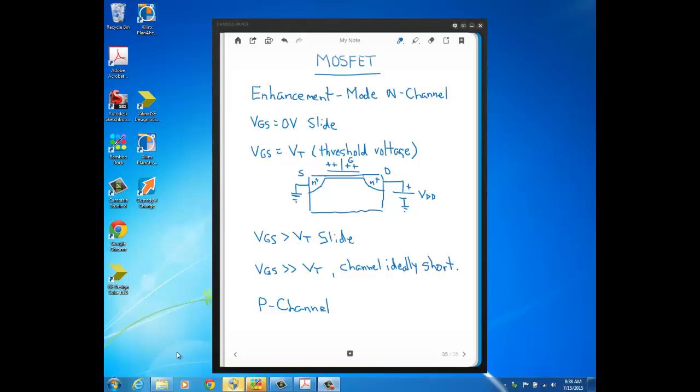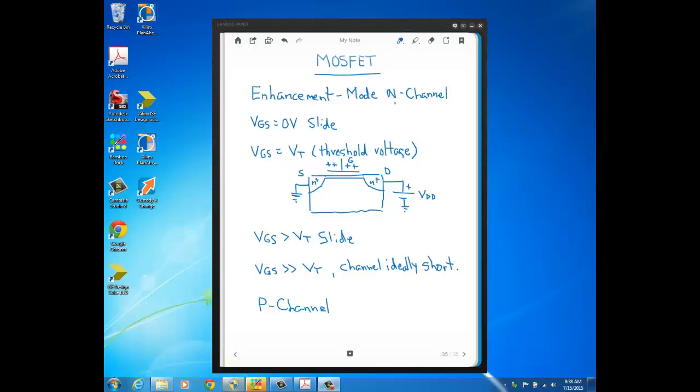This is a lecture on a MOSFET. MOSFET stands for Metal Oxide Semiconductor Field Effect Transistor. And in this course, we focus on the enhancement mode N-channel MOSFET.